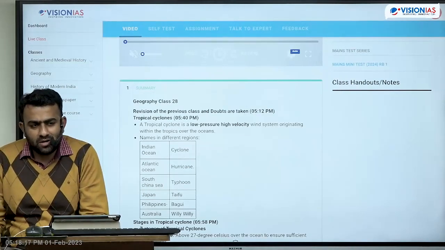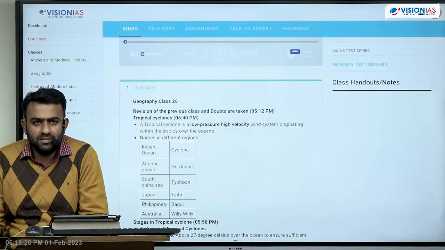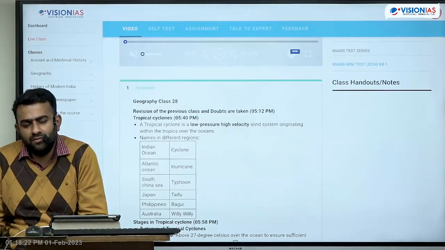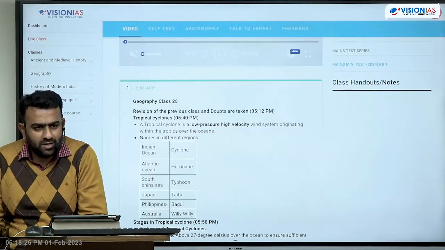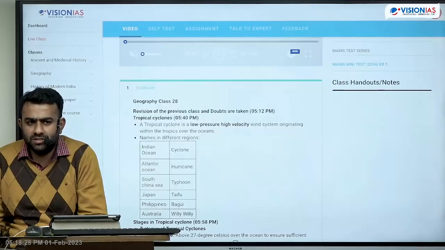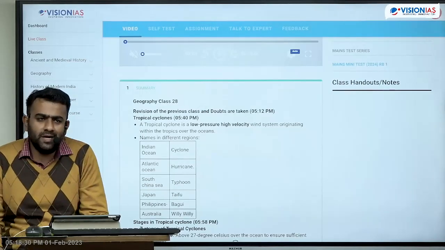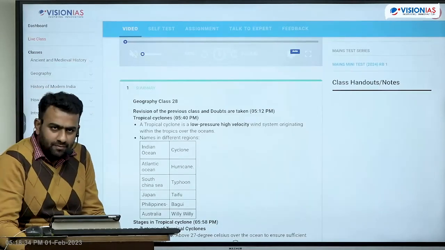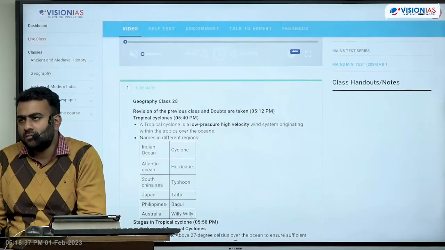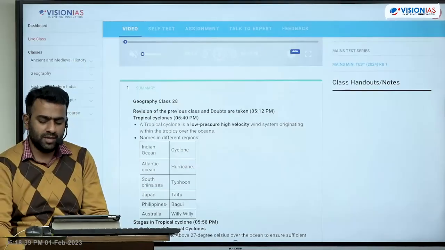Once the cyclone is formed, it will start to move from east to west, and it gets deflected towards the northwest direction. When it encounters land or cold waters, it will come to an end. So that is how the cyclones are formed, and how they come to an end.